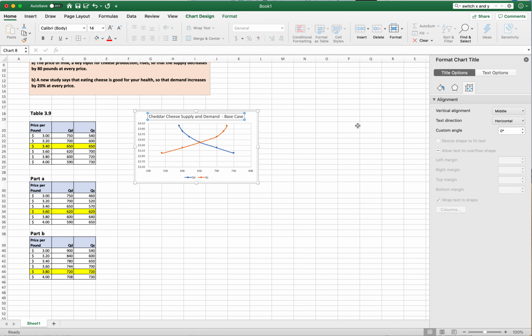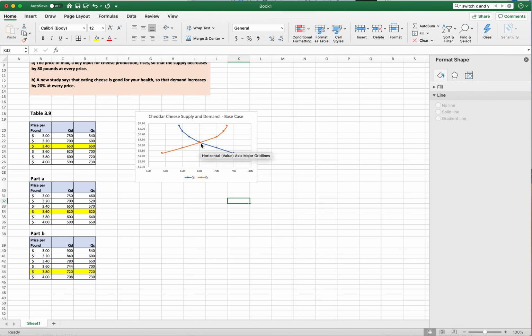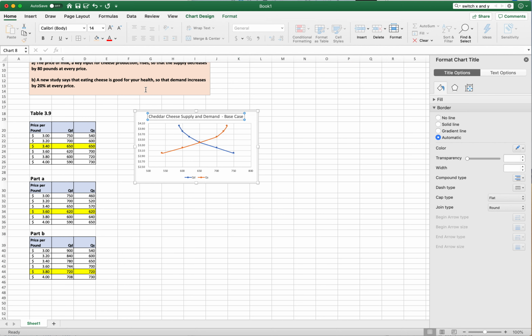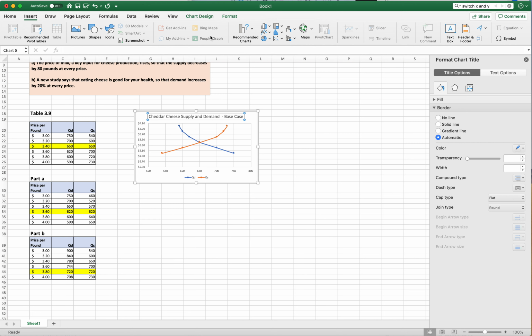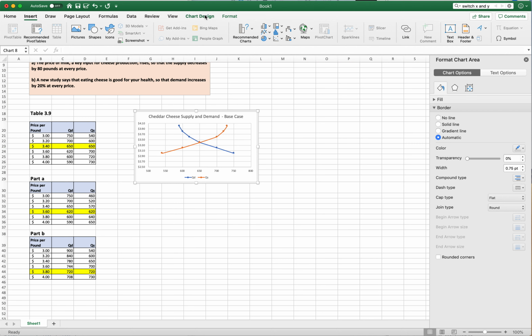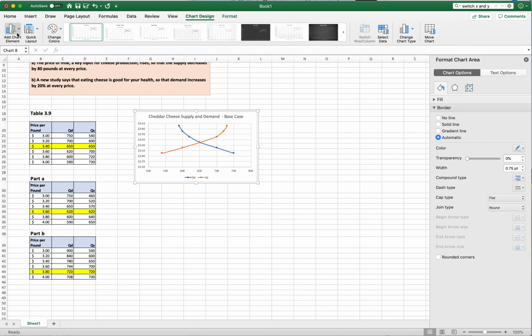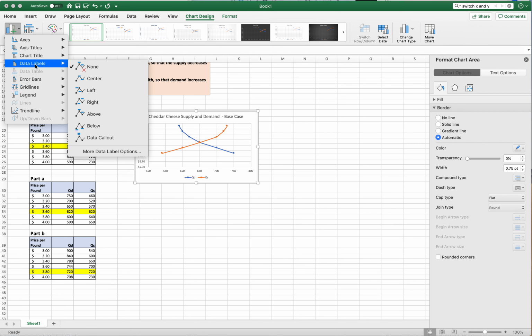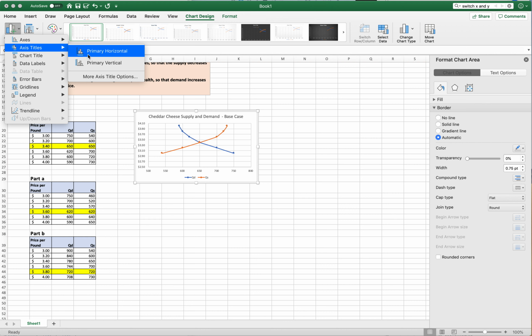And if I want to add what this is, that this is price, I could add that. Or if I wanted to add, I could click on the chart, and if I wanted, I could go to insert. Well, if I just click on this, sorry, start again, chart design. And if I go here to add chart element, I could add axis titles, primary.